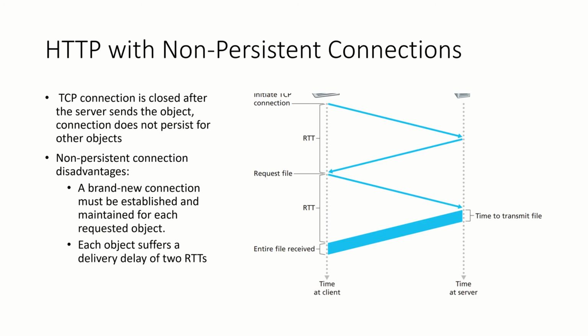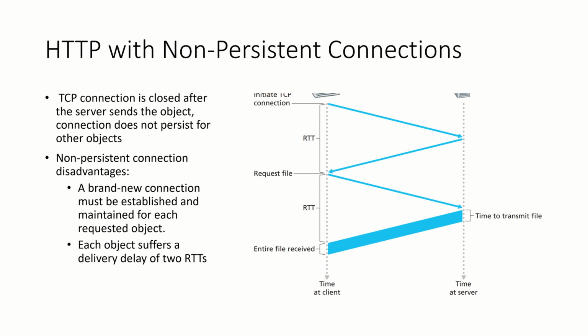In non-persistent connections, each TCP connection is closed after the server sends the object; the connection does not persist for other objects. Note that each TCP connection transports exactly one request message and one response message. Thus, when a user requests a web page of 11 objects, 11 TCP connections are generated.